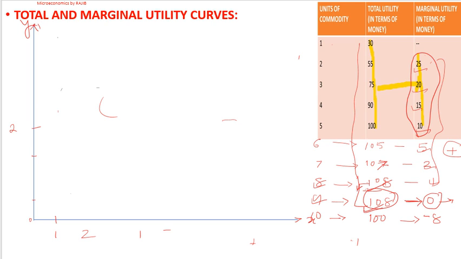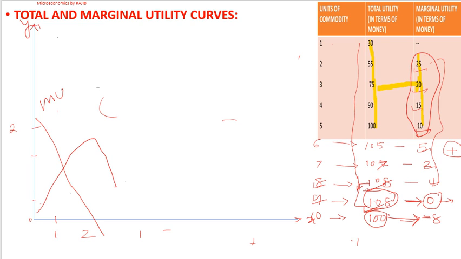And after that point, after the maximization of your utility, what happens? If you continue your consumption, then your total utility will be diminishing, and at that time your marginal utility will be negative. Here it is negative. So we can show the relationship here. The marginal utility curve was like this type, MU, and the total utility curve is like this type.